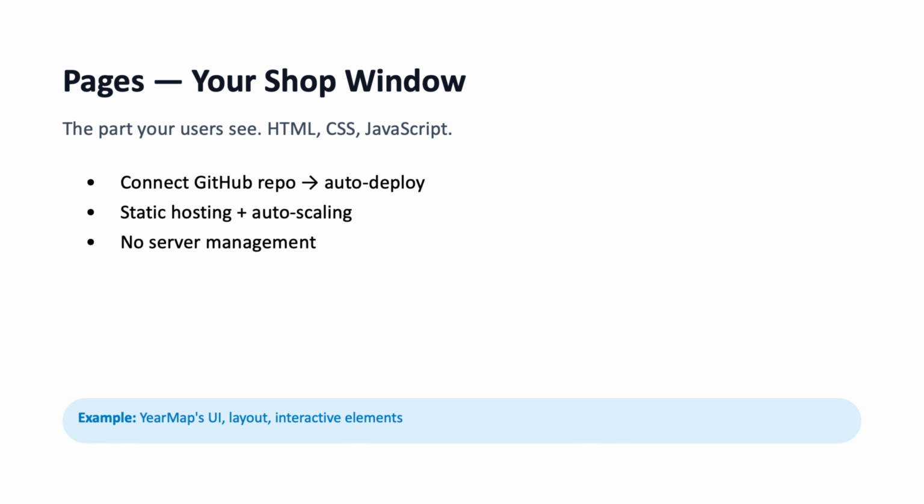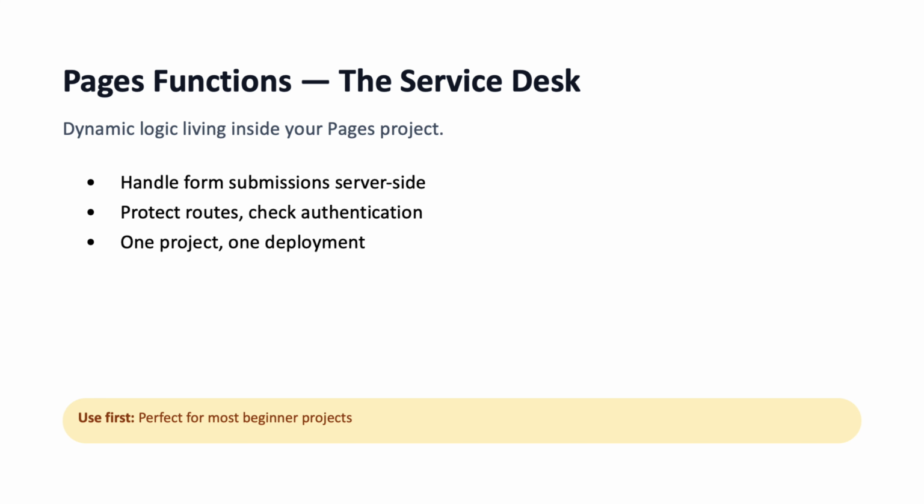Pages is your shop window. It's everything a user sees: the layout, the buttons, the styling. You connect GitHub, push your code, and Cloudflare deploys it automatically. No servers, no configuration. But Pages can also do dynamic things, and that's where Functions come in. Think of them as the service desk right at the front of the restaurant. A customer fills in the form, the staff handles it without going all the way to the kitchen.